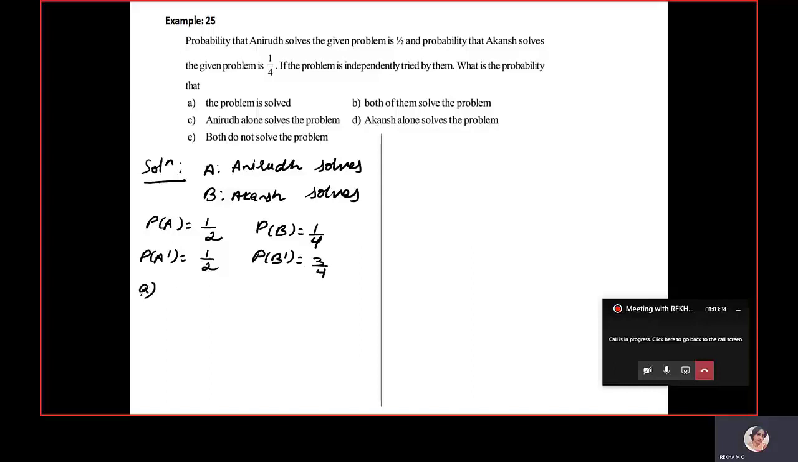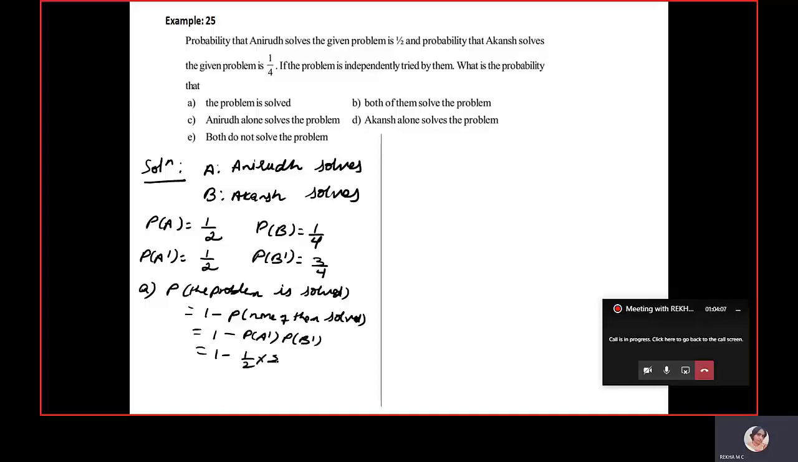Sub-question A, the probability that the problem is solved. That is equal to 1 minus P of none of them solved. So therefore that is equal to 1 minus P of A complement into P of B complement, that is 1 minus 1 by 2 into 3 by 4, that is equal to 1 minus 3 by 8, that is equal to 5 by 8.